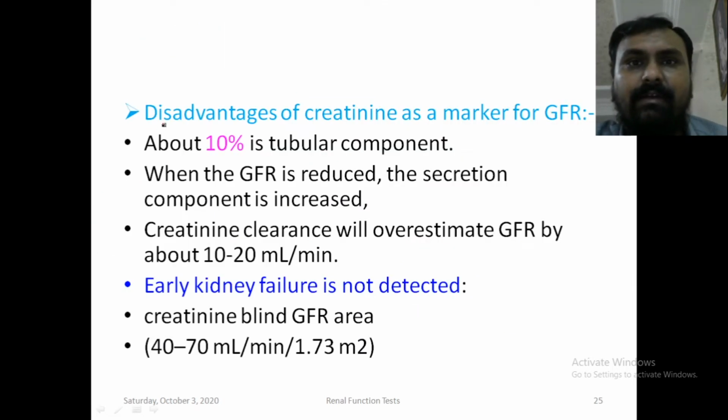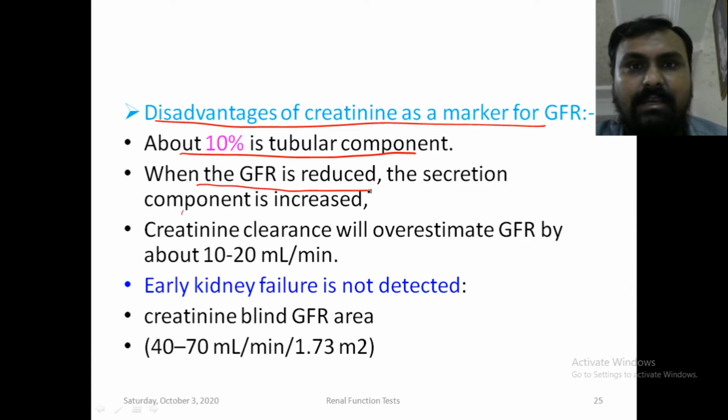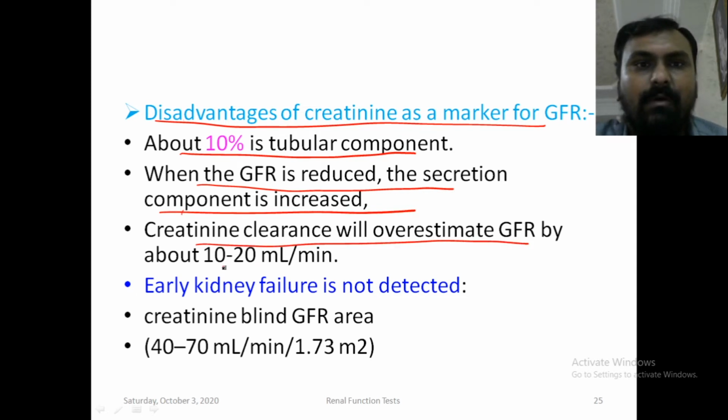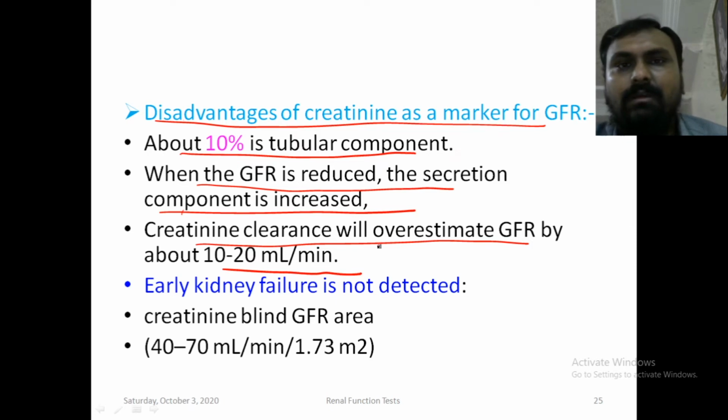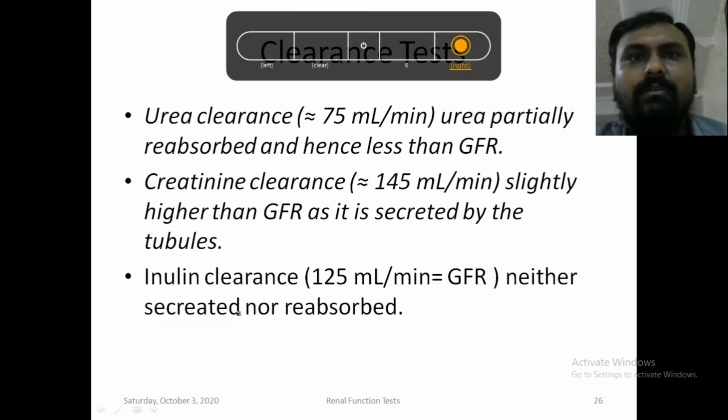Now, what are the disadvantages of creatinine as a GFR marker? You have to remember that about 10% is tubular component. It is secreted by the tubules. So when GFR is reduced, the secretory component is increased. So creatinine clearance will overestimate the GFR by about 10 to 20 ml per minute. Suppose it should be 100 to 110, because of the secretion it is increased to 120 to 130, right? So early kidney failure may not be detected because of that.